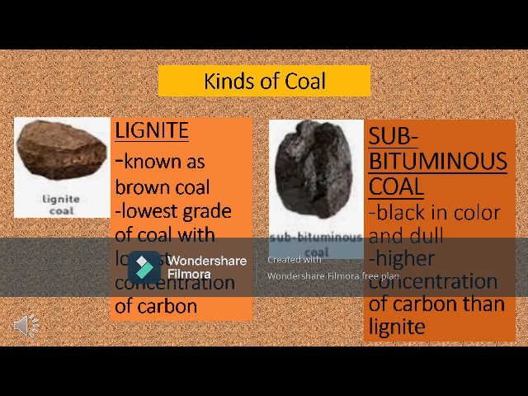It is known as the brown coal. Can you see the color? It's brown. It is the lowest grade of coal, of course, with the least amount of carbon. Next, we have the sub-bituminous coal. It's darker in color, and it has a higher concentration of carbon compared to lignite.